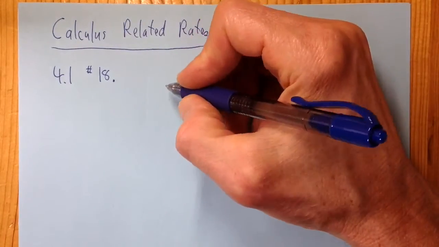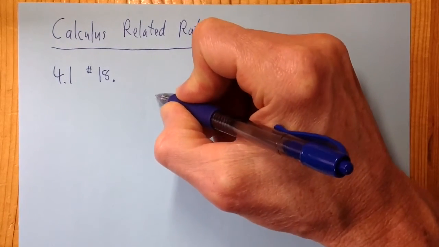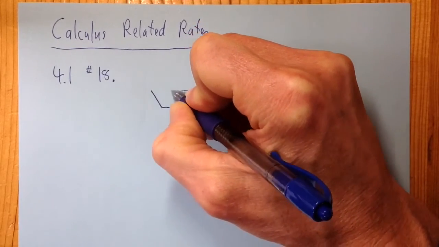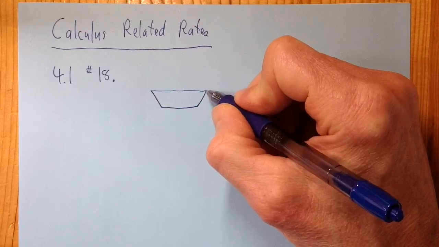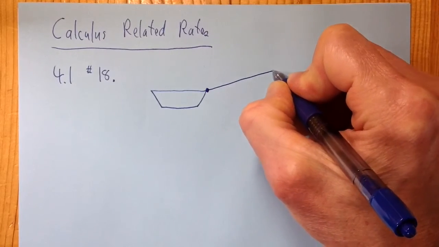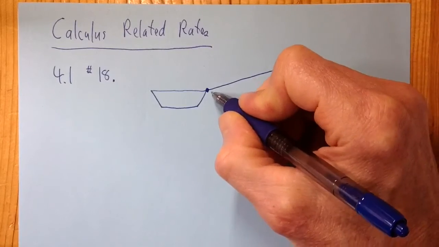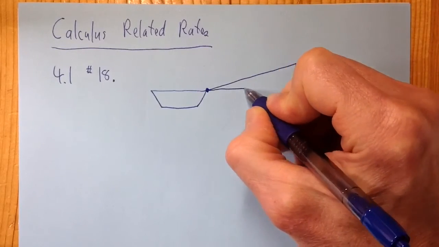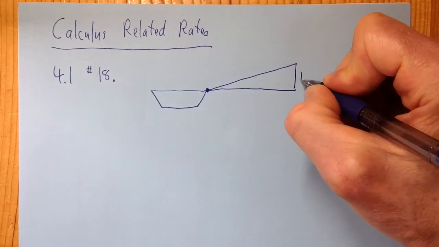Okay, that's a mouthful. First thing is you draw a good picture, which is the hardest part. So here's my boat. That's a pretty good boat. Here's the rope. It's attached to the bow and it goes up like this. And it's 1 meter higher than the bow of the boat. So here's my triangle and this is 1 meter.